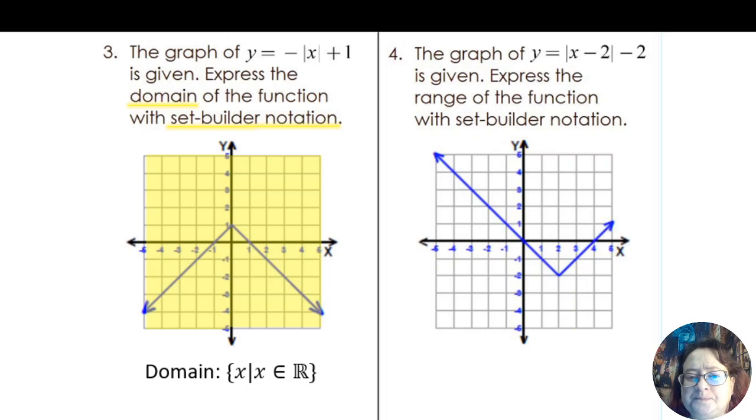Number 4 gives us another graph, and it asks us for the range of the function with set builder notation. So I'm going to underline that as well. So that tells me the format of my answer.